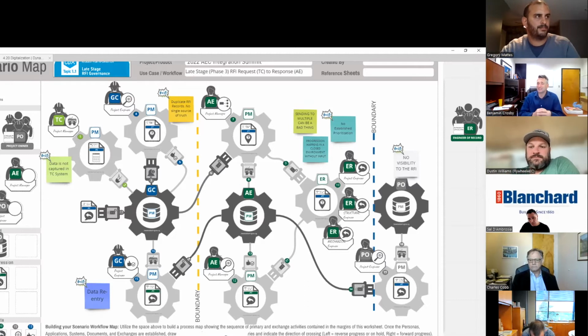Sometimes we get back a pseudo answer. One of the ones I had, a great example, was the answer to RFI 118 is in addendum 6, and addendum 6 doesn't post for another 10 days because they're compiling it. And so I didn't get my answer.